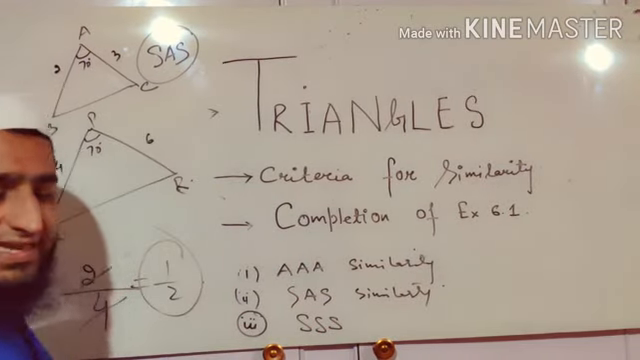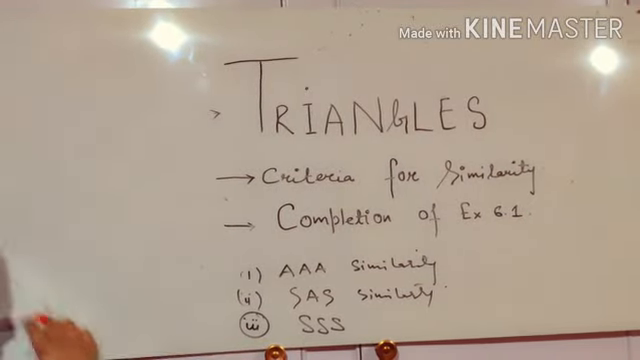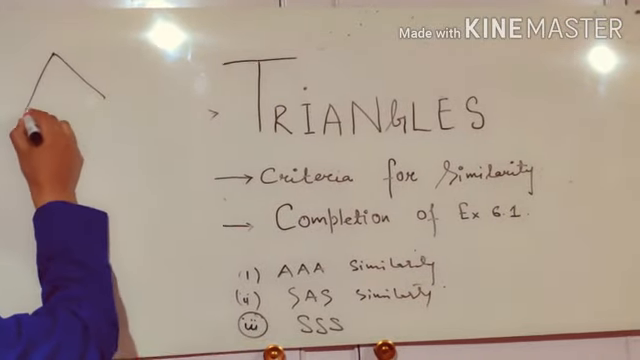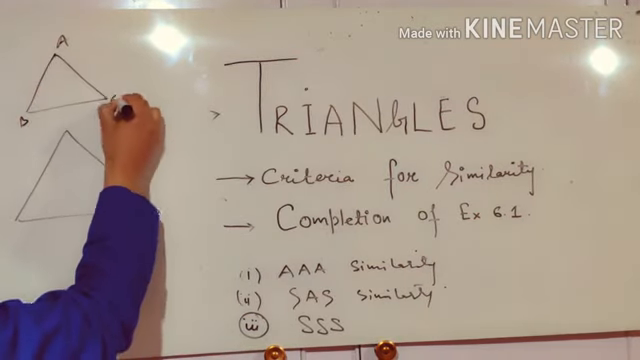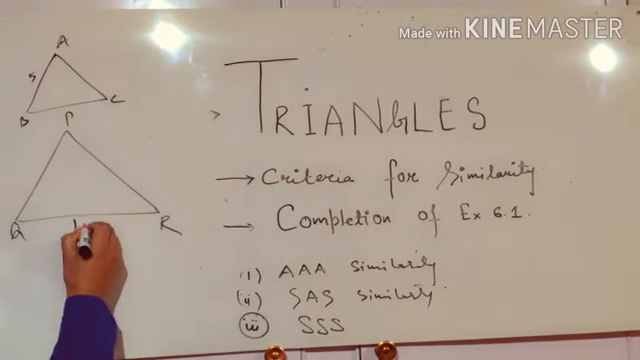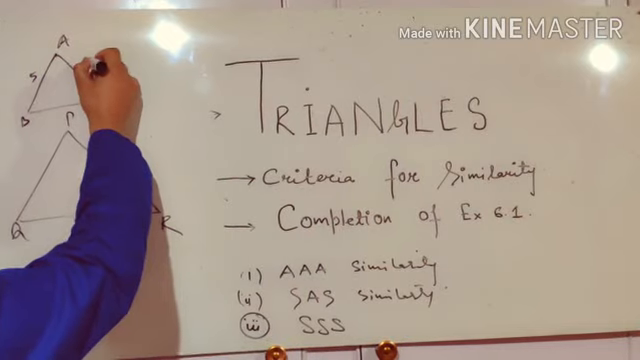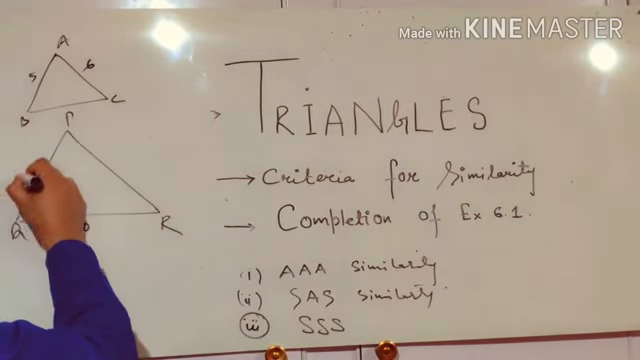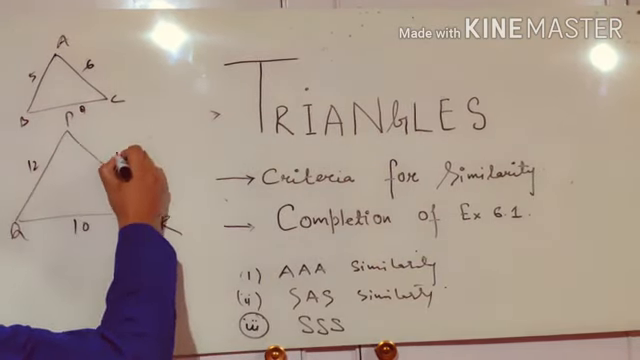The last one is SSS similarity. SSS similarity. For example, if we have this triangle and we have this triangle. For example, this is ABC and this is PQR. ABC and PQR. For example, this is 5, this is 10, okay. This is 6, this is 12, okay. And this is 8, and this is 16.